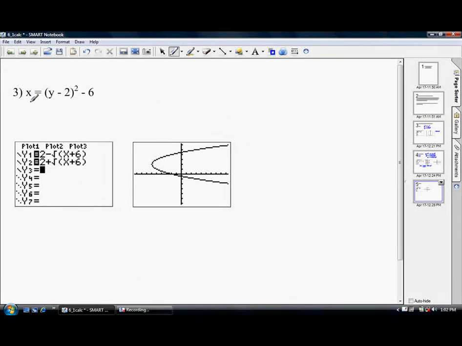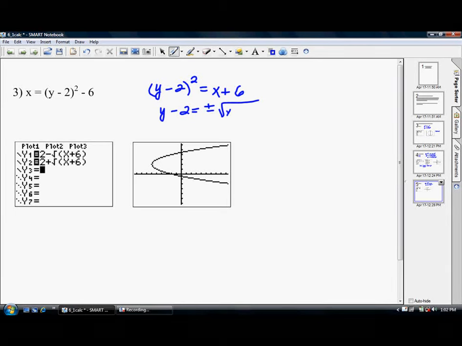And then lastly, we have a horizontal parabola. x is equal to y minus 2 squared minus 6. So again, I have to solve for y. So to have y minus 2 squared is equal to x plus 6. And to remove the square, I'm going to have to take the square root by doing plus or minus the square root of x plus 6.